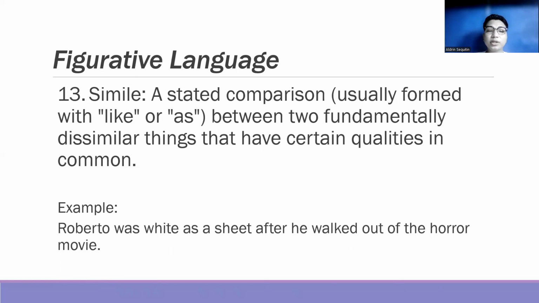So for example, Roberto was white as a sheet after he walked out of the horror movie. So Roberto is being compared to a sheet of paper which is white, or super clean or super neat. Okay, so in here we use the word as. So we also have this sentence, you are as slow as a sloth. Okay, so remember in simile, we are using words as and like to state the comparison between two things.